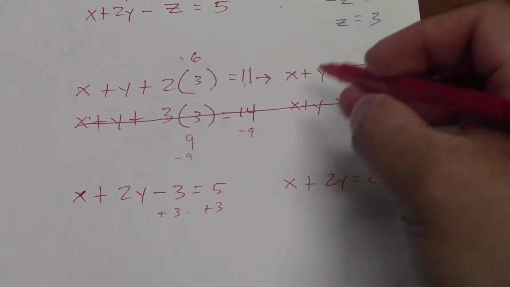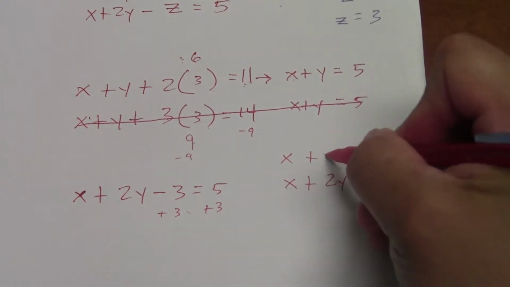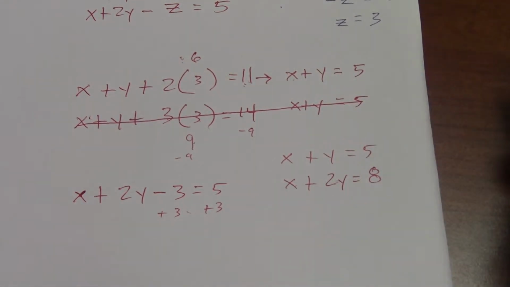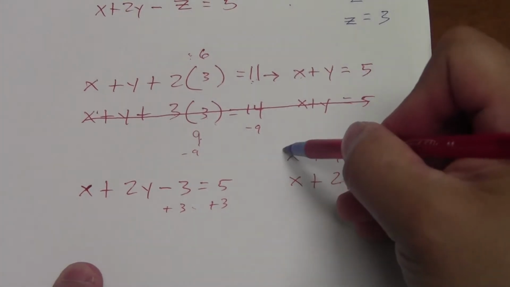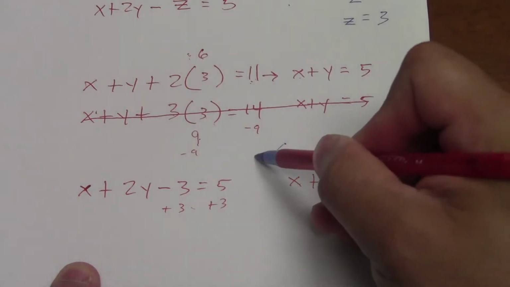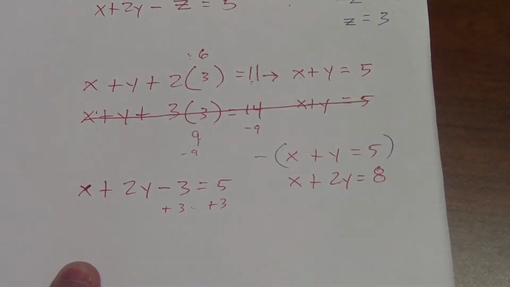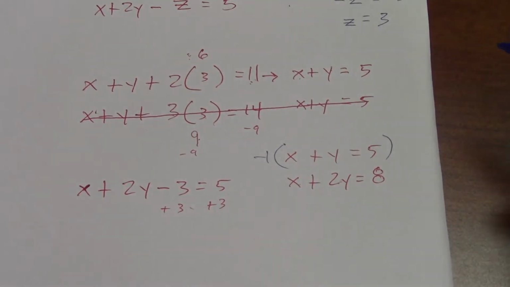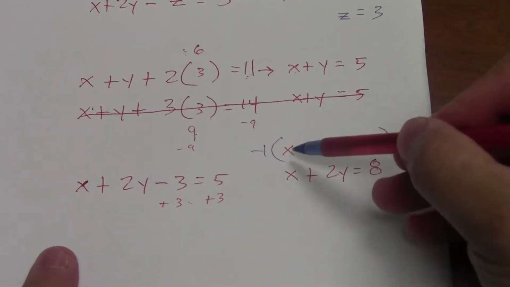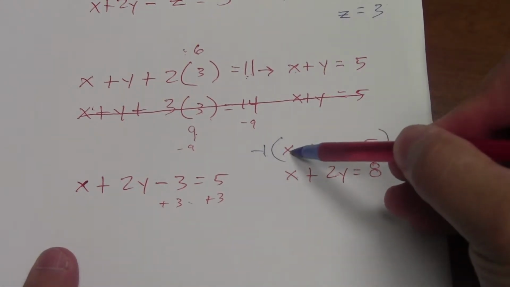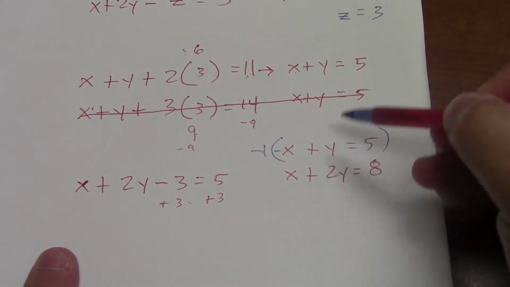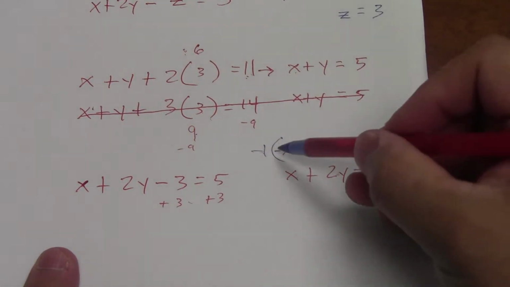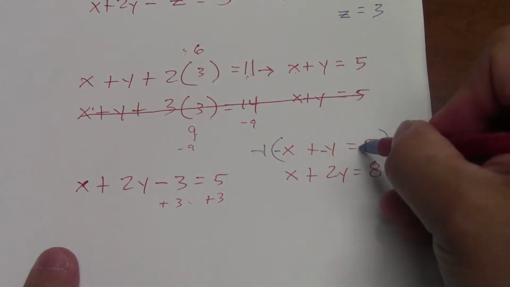So I'm going to bring this guy down here. So x plus y equals 5. All right, and what I'm going to do is I'm going to multiply this top piece by -1, basically. All right, so -1 times x is -x, -1 times y is -y, and -1 times 5 is -5.